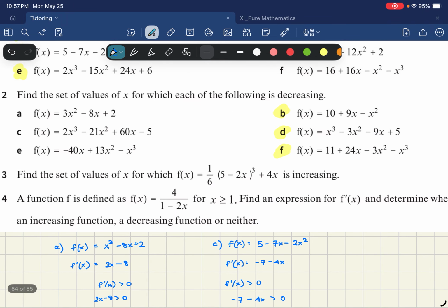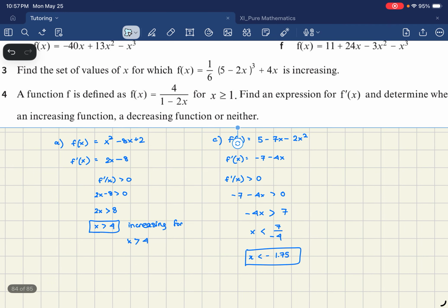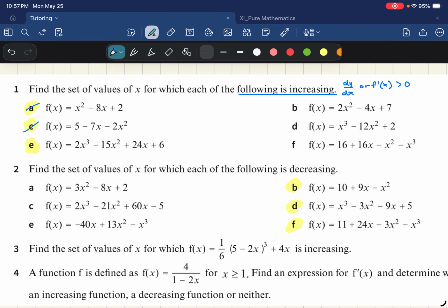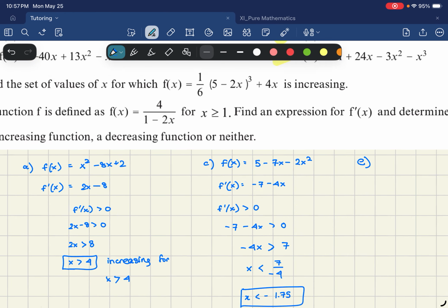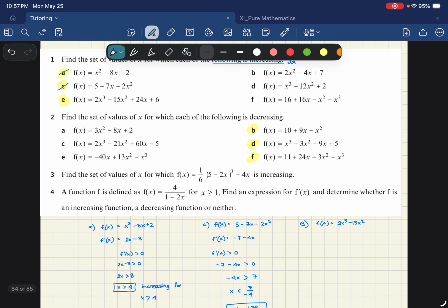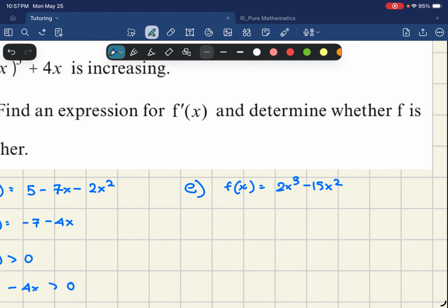Now, A, C, and I said I would do E. All right. So we have done A, we have done C. E is 2x cubed minus 15x squared. So f of x is 2x cubed minus 15x squared plus 24x plus 6.